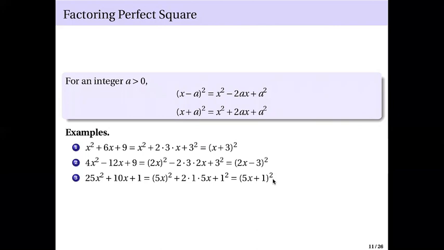Could we have only put the 2 multiplied by 5x instead of the 1 in the middle? Yeah, sure, you can do that. Okay. You can do that. Other questions?